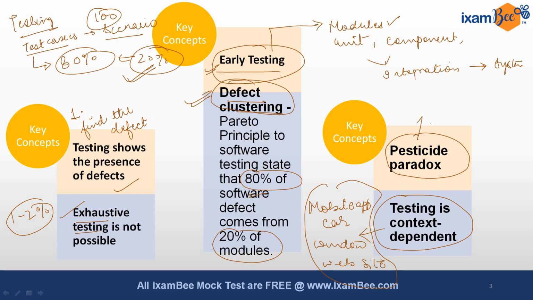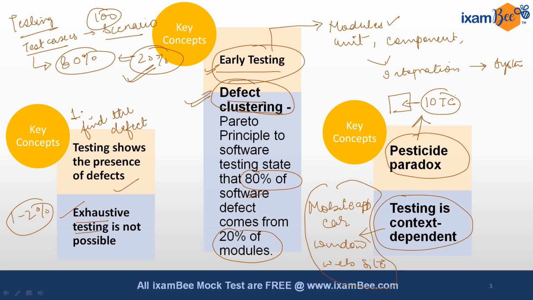The last one is the pesticide paradox. What it says is that whenever you execute the same kind of test cases again and again, you will not get bugs anymore from that perspective. Suppose I am testing a particular software. On that software, I am going to execute 10 test cases. Those 10 test cases will be executed every time, and so forth.